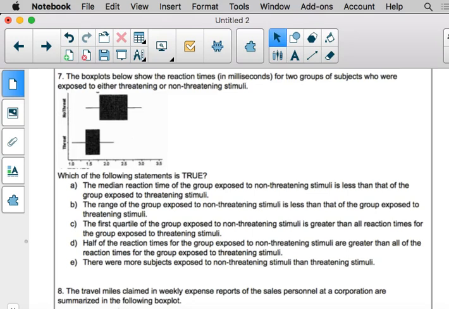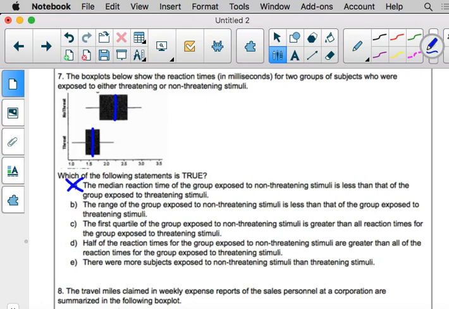Well, non-threatening is less than threatening. That's not true at all, right? If we're noticing here, the threatening one is around here. This one is around here. So A, not right.